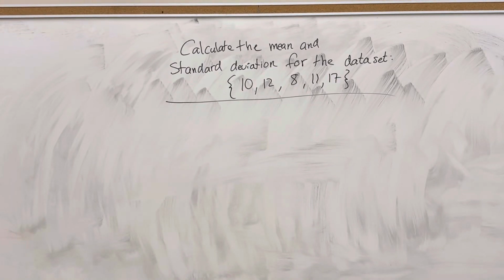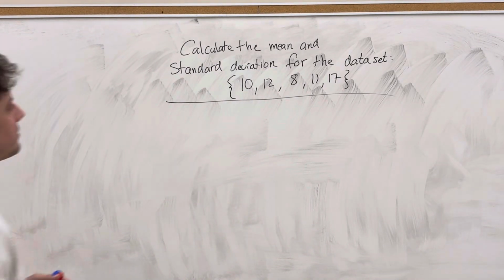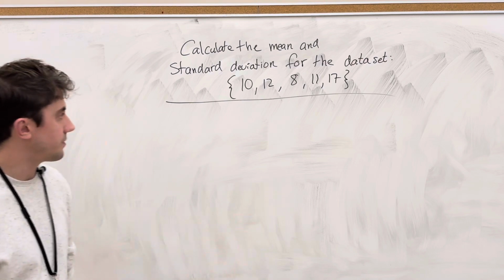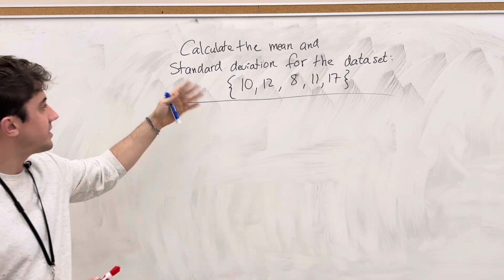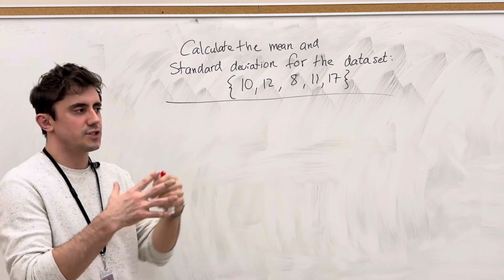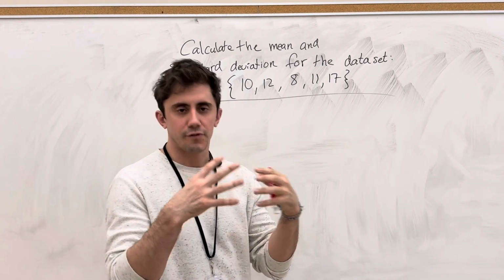Good afternoon, everyone. Today we're going to find the mean and the standard deviation for this data set with 5 data points. The mean is just the average, and the standard deviation is, of course, a measure of how spread out the data is from that mean.